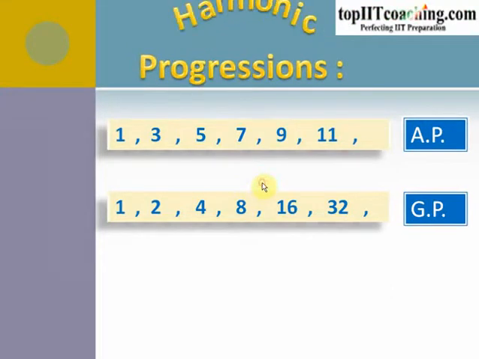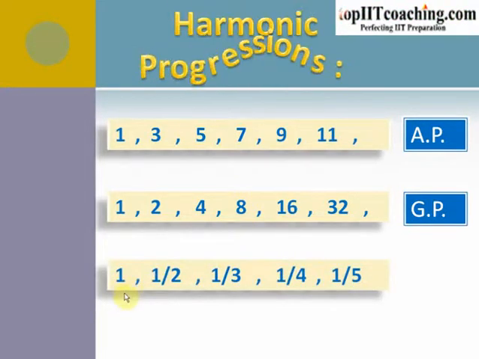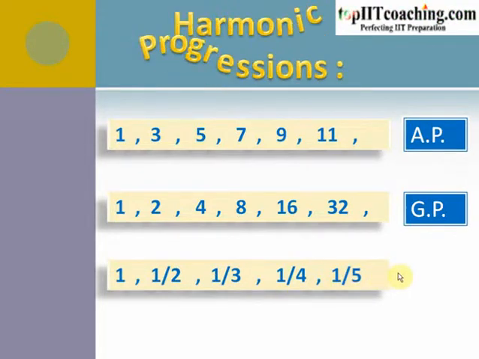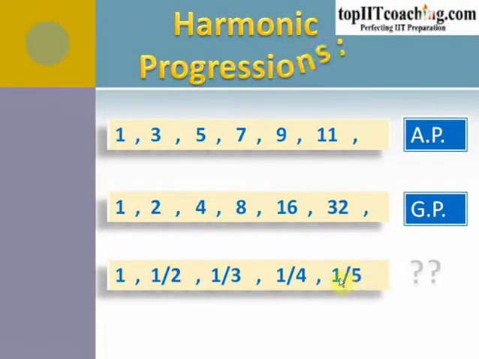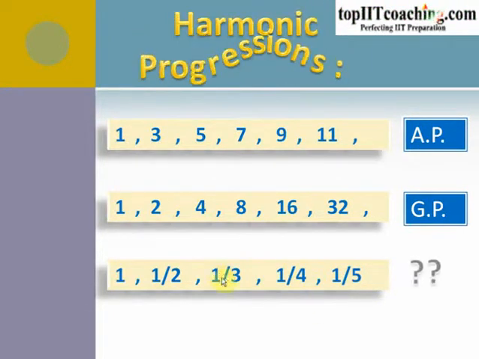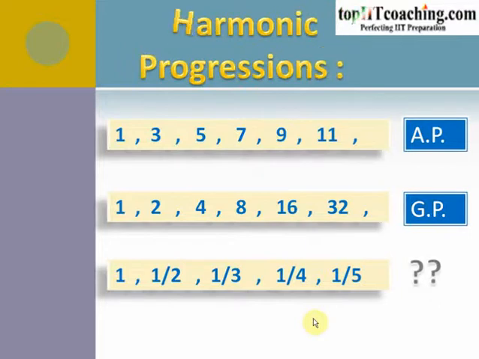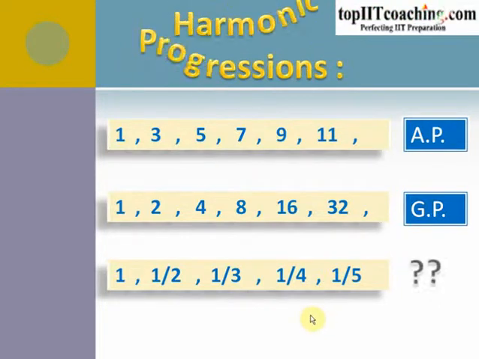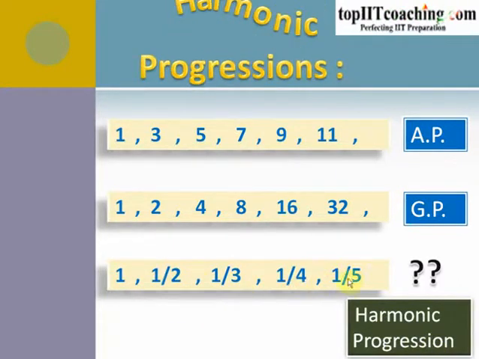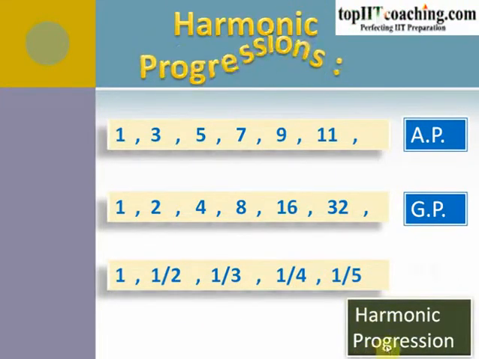Now let's look at one more sequence, which is 1, 1 by 2, 1 by 3, 1 by 4, 1 by 5. Now what type of progression is this? Is it an AP? No. Is it a GP? No. Then what kind of progression is it? The answer to this is the harmonic progression. This type of sequence is known as a harmonic progression.